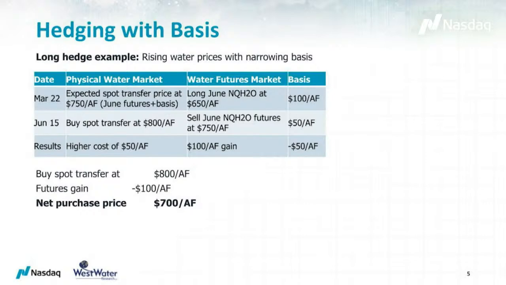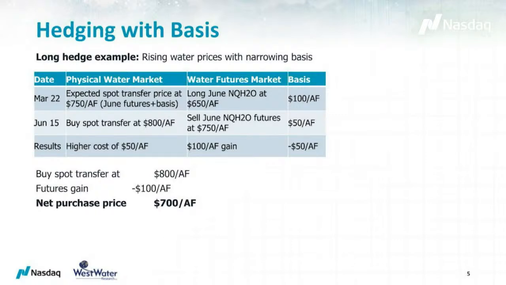Now fast forward to, call it June 15th, that almond grower goes into the water market and has to purchase water at $800 per acre foot. Their fear has been realized. Those prices have moved up from $750 an acre foot to $800 an acre foot. Now, at that same time, the June water futures have advanced to $750 an acre foot. So they've moved up $100 per acre foot. And now when you compare that $750 an acre foot futures price to the local water market price of $800 per acre foot, the basis is now 50. So the basis has actually narrowed.